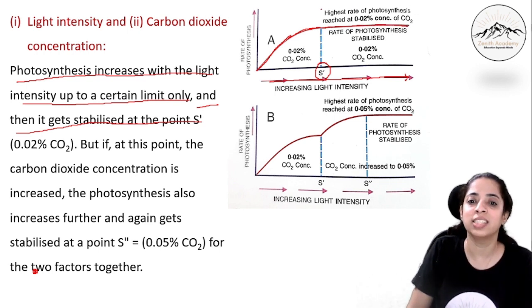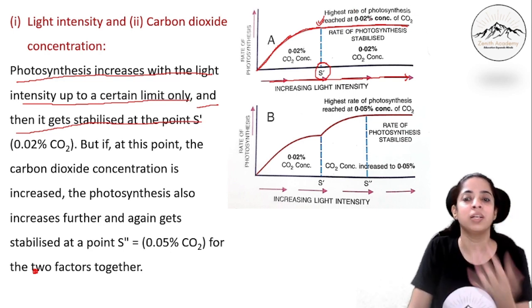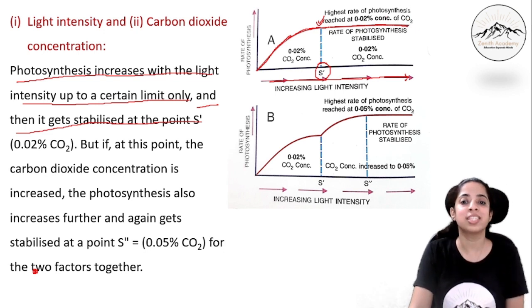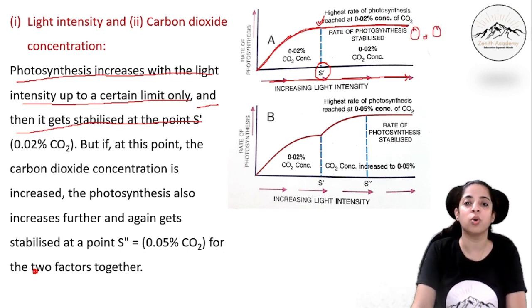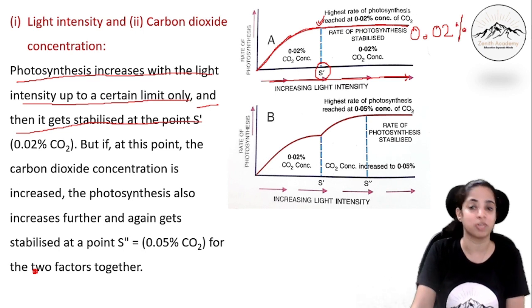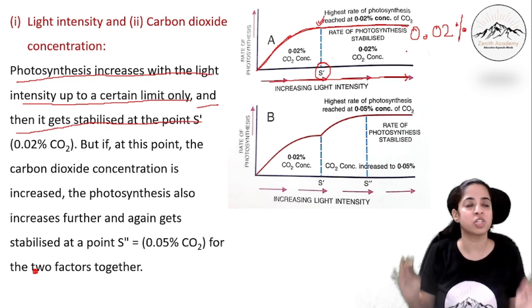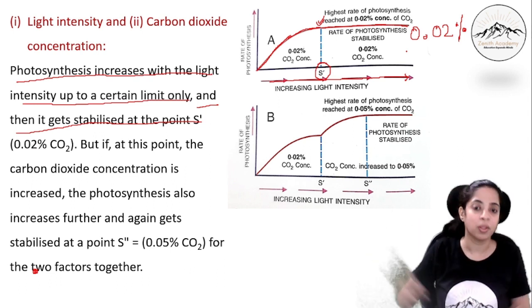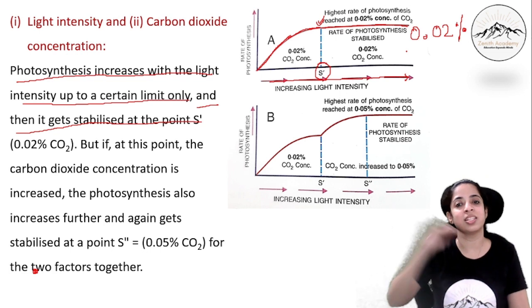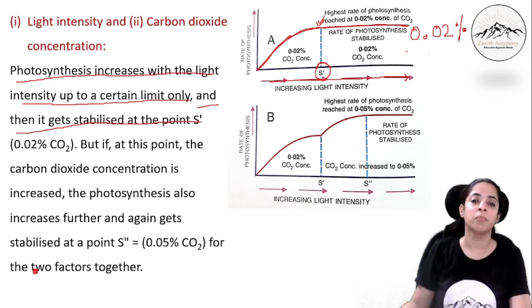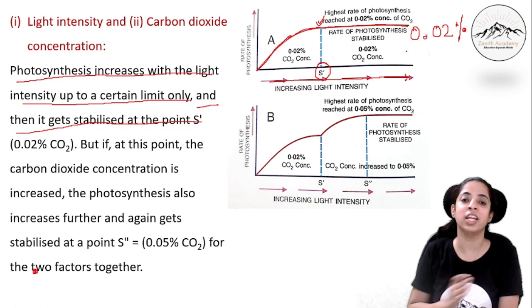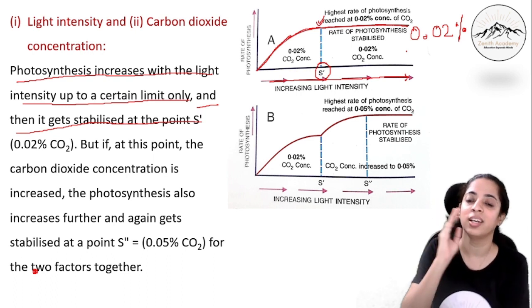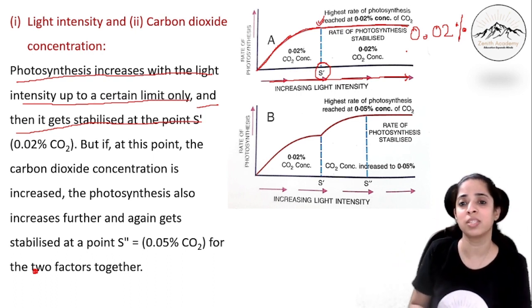And this is the highest rate of photosynthesis. And when is it reached? If I compare it with the concentration of CO2, this is happening at 0.02% concentration of carbon dioxide. So when I keep the concentration of carbon dioxide constant at 0.02% in the air, this is how it increases with the increase in intensity. Initially it will increase, but after a certain point it will not increase, it becomes stabilized.